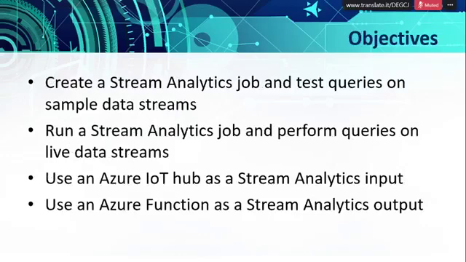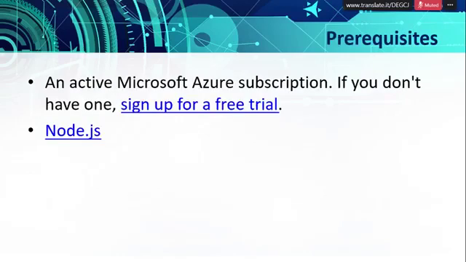Today's objectives are to create a stream analytics job and test a query on a sample data stream, run a stream analytics job and perform a query on a live data stream, use an Azure IoT Hub as a stream analytics input, and use an Azure function as a stream analytics output.